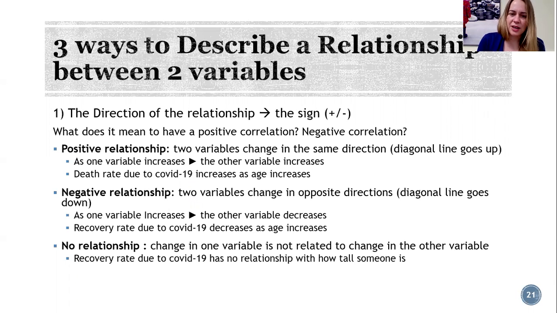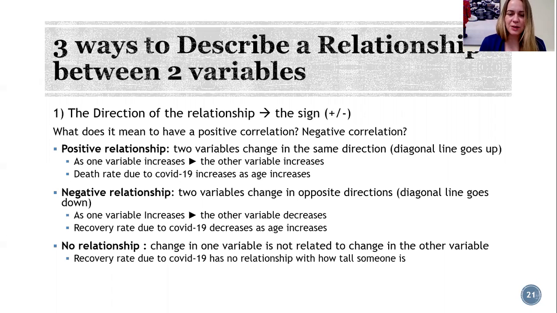Well, a positive relationship simply means that two variables change in the same direction. The diagonal line goes up. As one variable increases, the other variable increases. Death rate due to COVID increases as age increases. And a positive relationship could also go in the other way. As one variable decreases, the other one decreases too. So death rate due to COVID can decrease as age decreases. This altogether shows a positive relationship. Both variables are moving in the same direction.